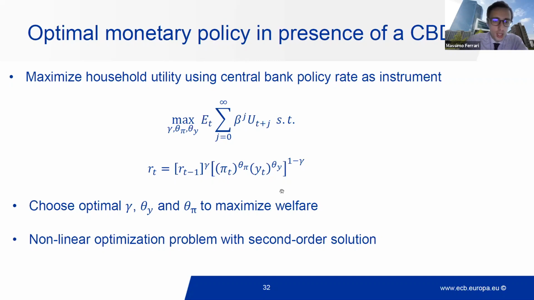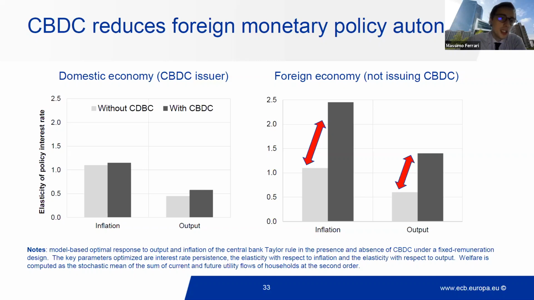Where Y here is output growth between period T and T minus one. Now, this is a nonlinear problem we solve by solving the model to second order, using the absolutely usual tools, and we get to this result. And this is quite striking, because on the one end, the domestic central bank actually does not face a large new trade-off when the CBDC is implemented. You see a little bit stronger reaction to inflation, a little bit stronger reaction to output, but nothing that is quantitatively significant, really. The real change is in the foreign economy.